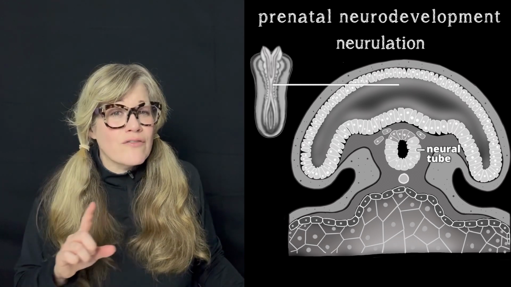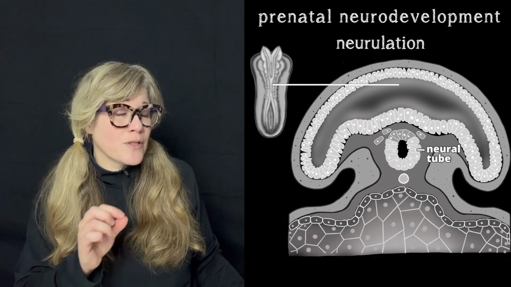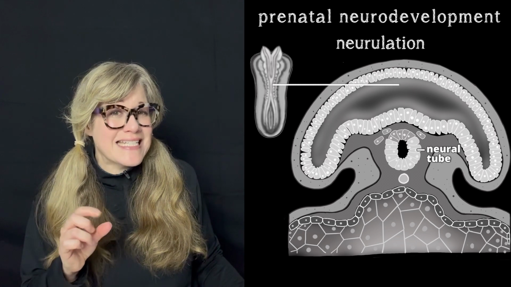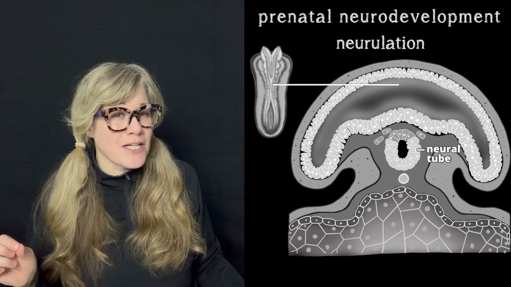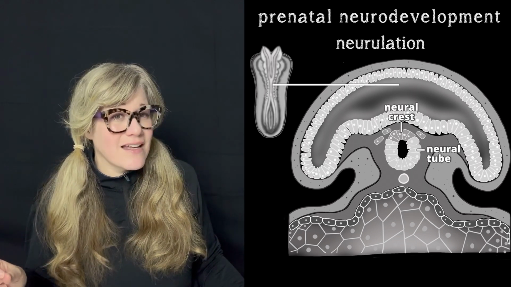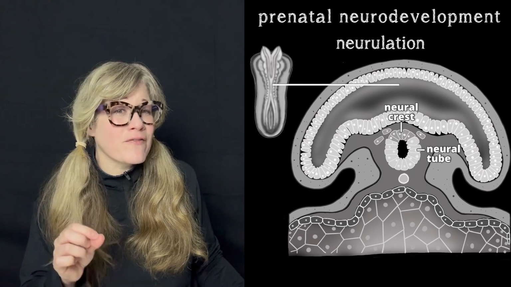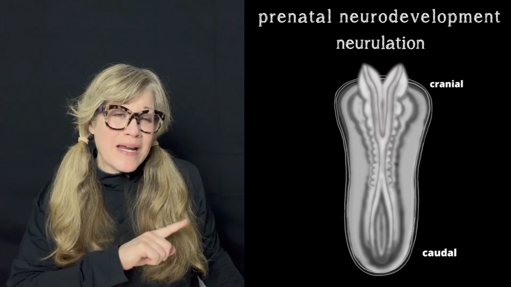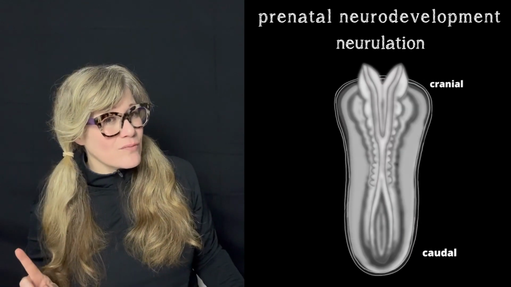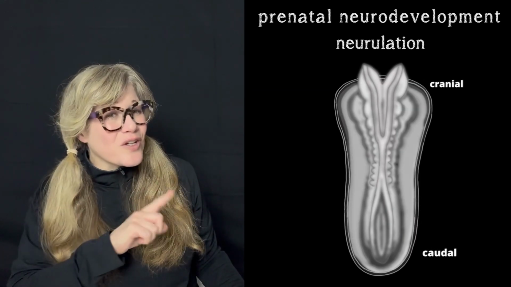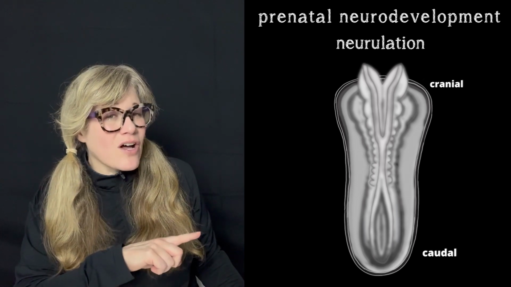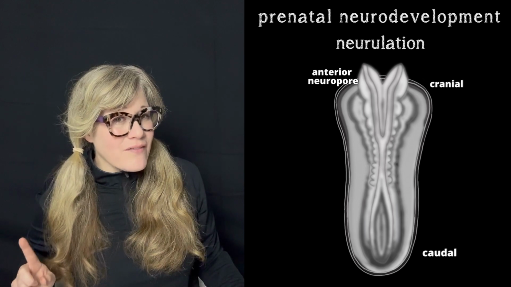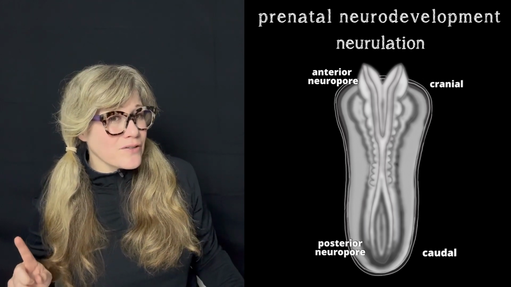Now, during neural fold fusion and neural tube conversion, some of the cells on the crest of the neural tube detach and form a new cell population called the neural crest, and those will go on to form the peripheral and enteric nervous systems. At this stage, both the cranial and caudal end of the neural tube are still open. The cranial opening of the neural tube is called the anterior neuropore, and the caudal opening of the neural tube is called the posterior neuropore.